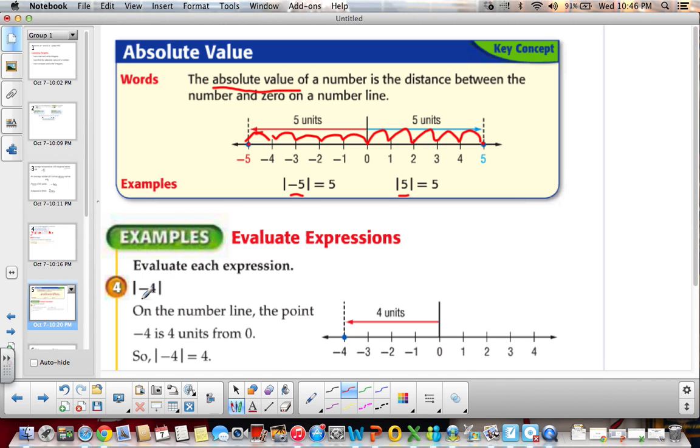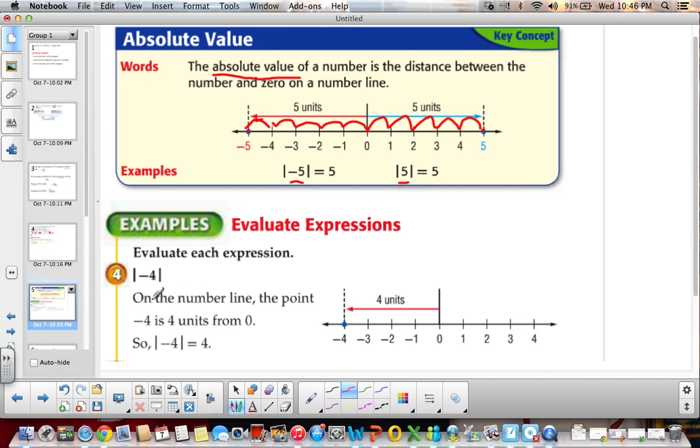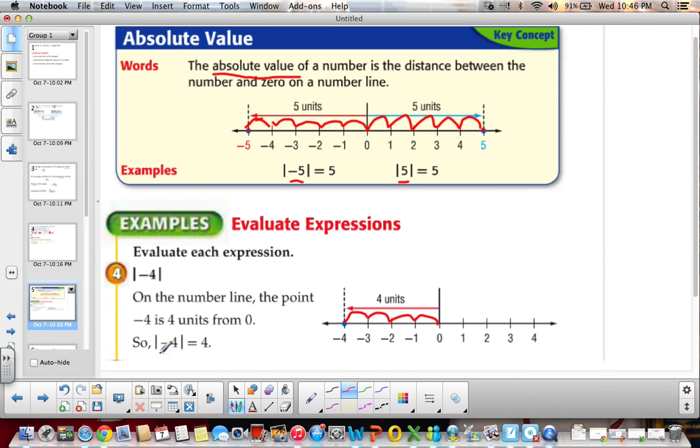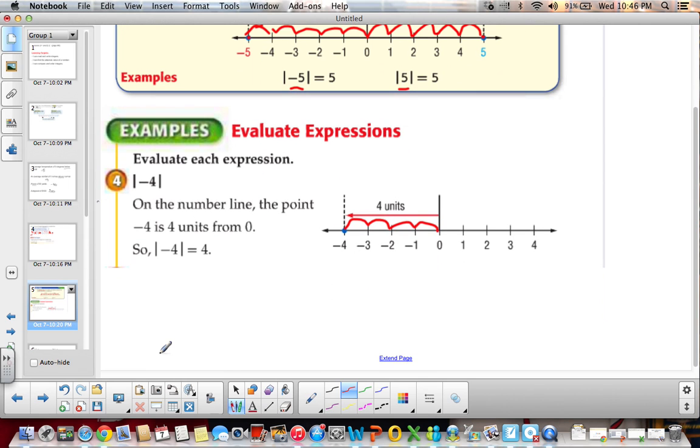If we look at the absolute value of -4, okay, here's -4. The distance from 0 we know is 1, 2, 3, 4. Yes, we're going negative, but we're jumping 4 spots, and we can't really jump a negative amount of number. Okay, so the absolute value of -4 is 4.